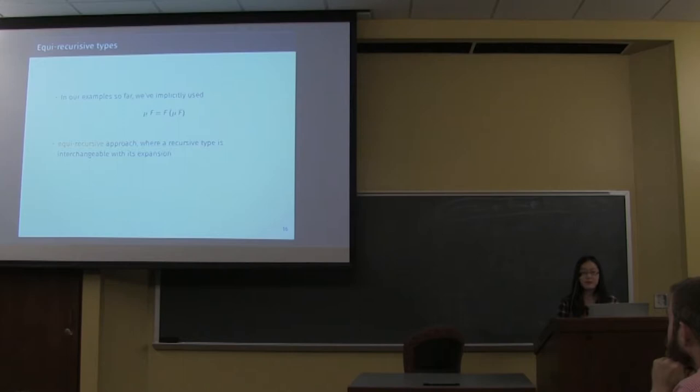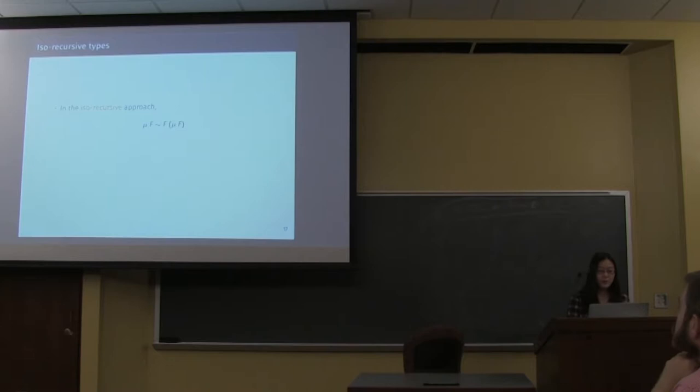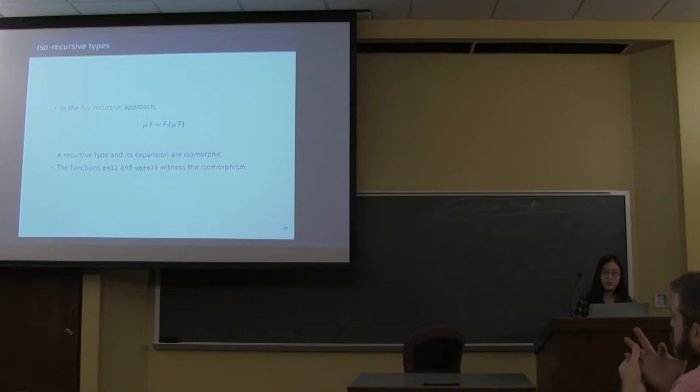The upside of this is that it's easy to add to a type system. The downside is that it's a little difficult to implement in a type checker. Fortunately, there's another approach called the iso-recursive approach, where instead of saying that mu and its expansion are equivalent, we say they're isomorphic. And we introduce two functions, roll and unroll, to witness this isomorphism. And it's up to the developer to make sure that roll and unroll are called anywhere they're needed.